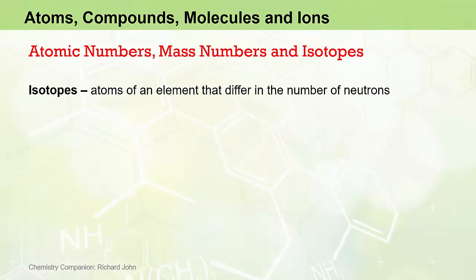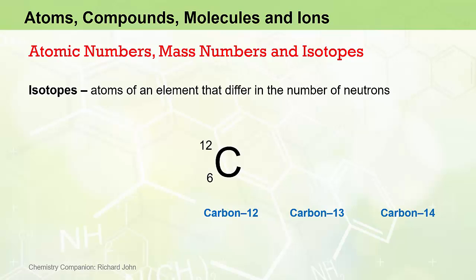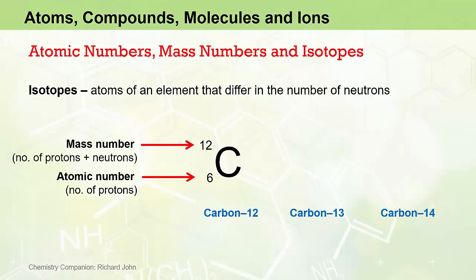Atoms of an element that differ in the number of neutrons, and therefore mass, are called isotopes. Carbon-12, carbon-13, and carbon-14 are said to be isotopes of carbon. We can represent different isotopes of elements by using this shorthand notation, where the chemical symbol of the element is written with a preceding subscript representing the atomic number, which is the number of protons in the nucleus, and a preceding superscript representing the mass number, which is the total number of protons and neutrons.